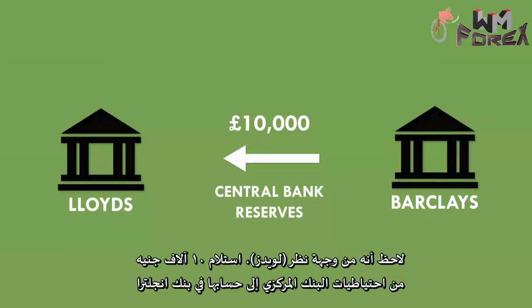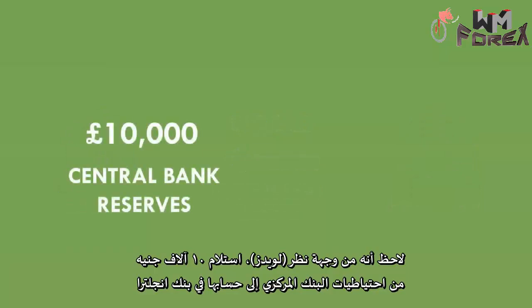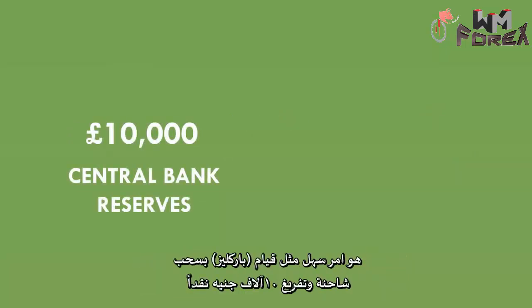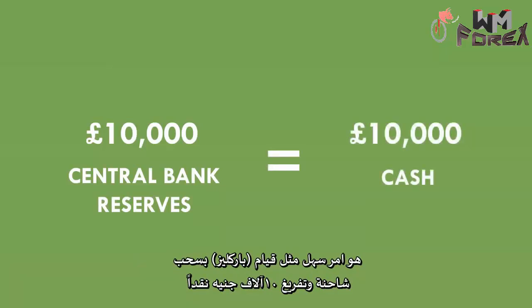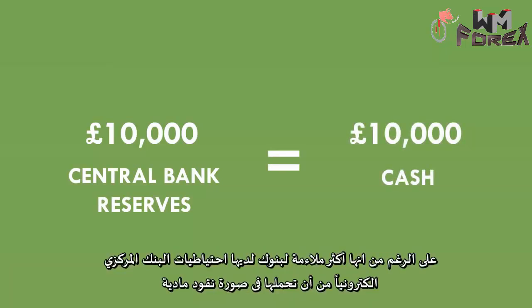Note that from the point of view of Lloyds, receiving a transfer of £10,000 in central bank reserves into its account at the Bank of England is just as good as Barclays pulling up in a truck and dropping off £10,000 in cash, although it's much more convenient for the banks to have the electronic central bank reserves than to carry around all that cash.